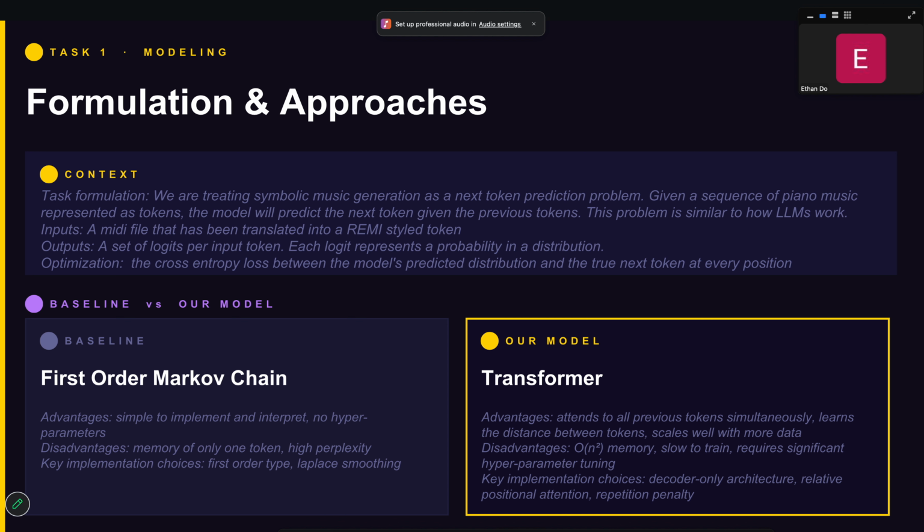Some key implementation choices: that's first order type, so we only consider the previous token. And then we use Laplace smoothing, which adds 1 to every transition count, so that the unseen transitions never get a probability of 0.